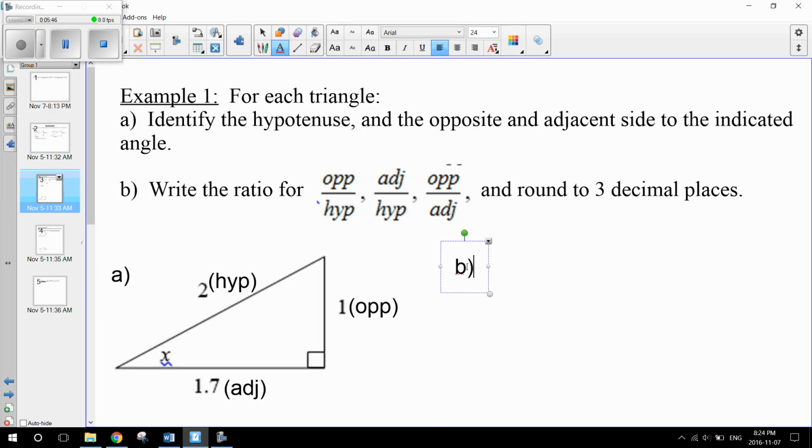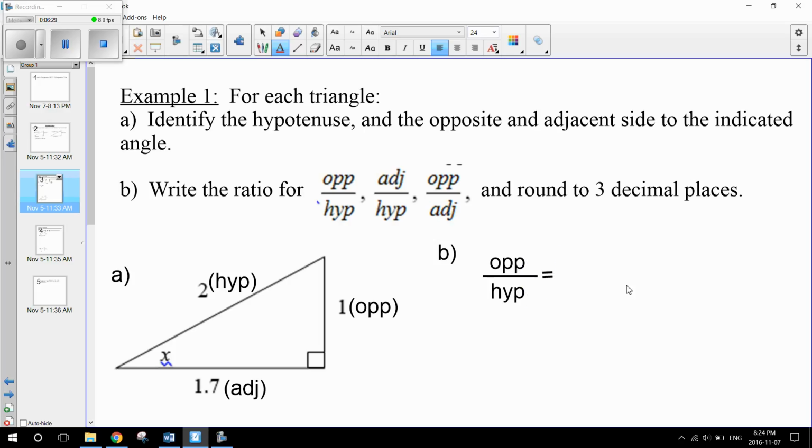Part B is now that we need to write the ratio for each of these different ones. We have opposite over hypotenuse, adjacent over hypotenuse, and opposite over adjacent. So that's our part B. So let's start with our opposite over our hypotenuse. So we have opposite over hypotenuse.